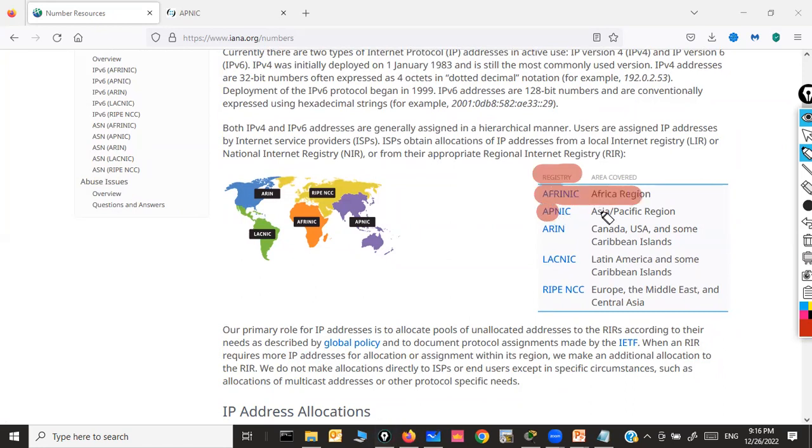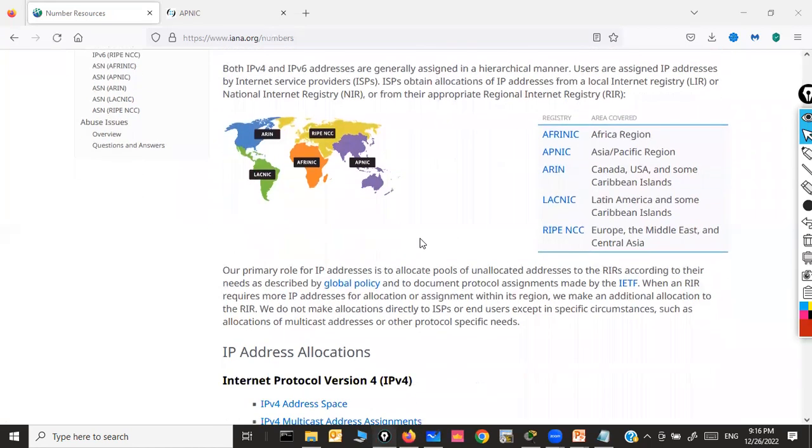AfriNIC for the Africa region, APNIC for Asia Pacific, ARIN for America, Canada, and other regions, Caribbean islands. LACNIC for Latin America, and RIPE NCC for Europe, Middle East, and Central Asia. So there are different regional registries.